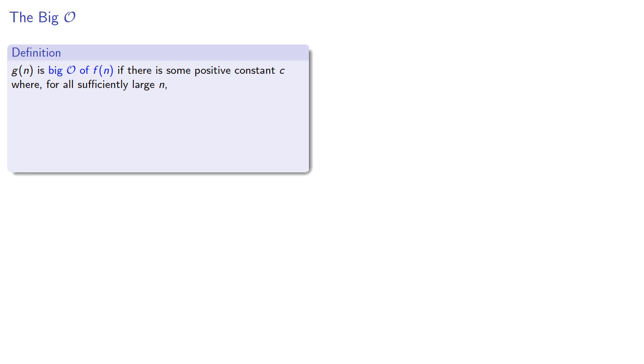We say that g of n is big O of f of n if there is some positive constant c where for all sufficiently large n, g of n is less than or equal to some multiple of f of n, in which case we write g of n is big O of f of n.